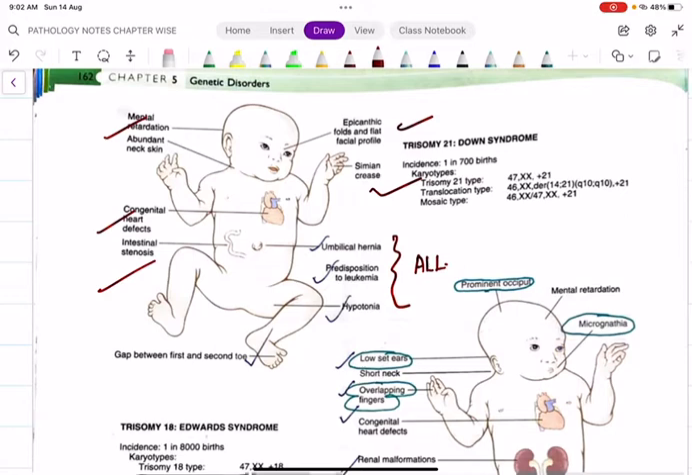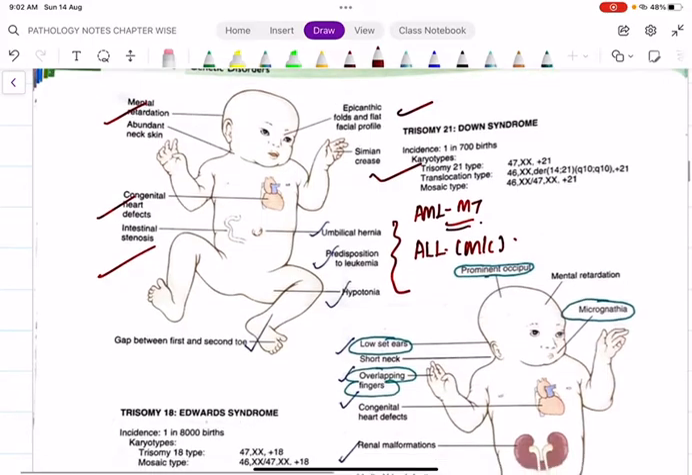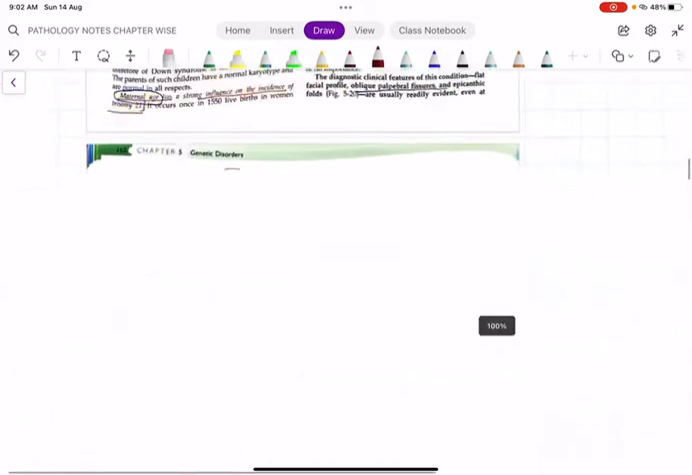What is the most common type of AML in Down syndrome? The answer is AML M7, which you will learn in hematology. What is AML M7? That is acute megakaryocytic leukemia. But what is the most common? Most common is still ALL, no controversies. Then hypotonia, the gap between the first and second toes, all those features you can see here.